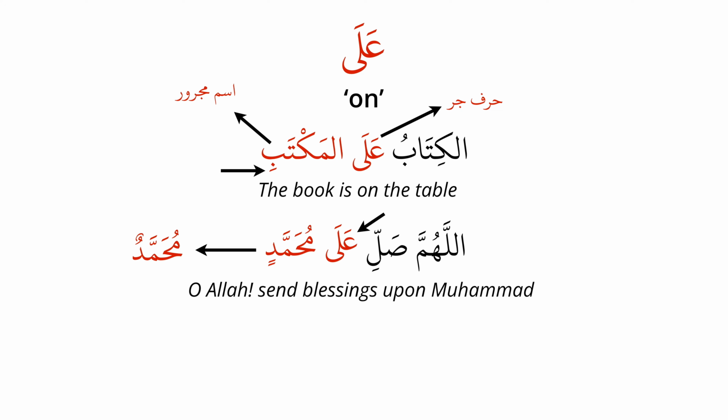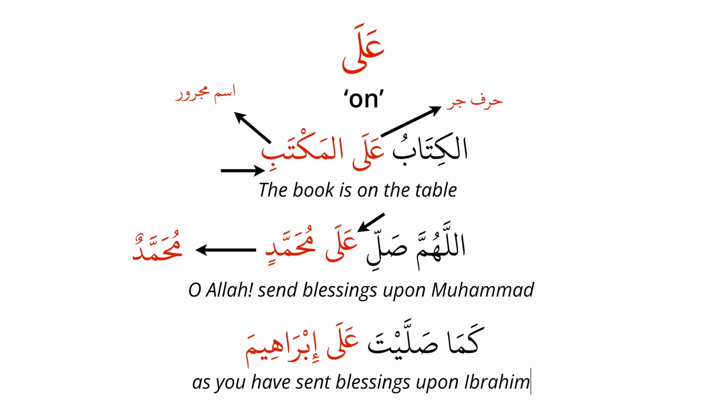Taking another example, كَمَا صَلَّيْتَ عَلَى إِبْرَاهِيمَ, as you have sent blessings upon Ibrahim alayhi salam. Here the noun Ibrahim is majrur, obviously because of harfu jar ala preceding it. But here the genitive case is indicated by fathah instead of kasrah, because the noun Ibrahim belongs to the category of al-mamnu' min as-sarf, meaning diptote, which I have explained in my previous lesson.